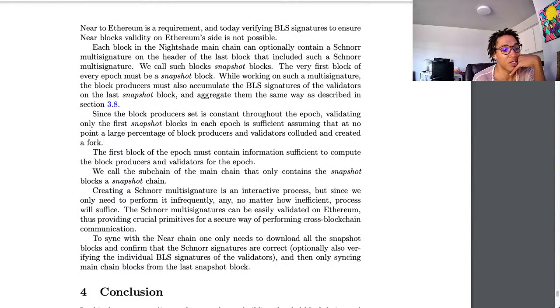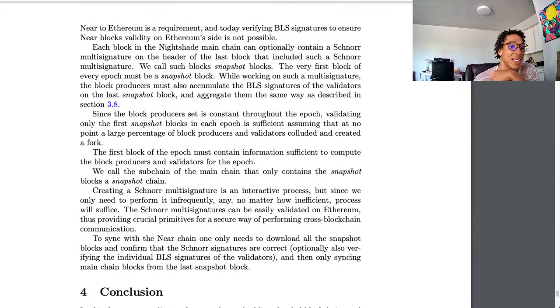Creating a Schnorr multi-signature is an interactive process, but since we only need to perform it infrequently, no matter how inefficient, the process will suffice. So, it's only every few days. So even if you have to go to your computer every few days and do it manually, or whatever, it's still not something that should be that large of a deal if you're a professional block producer making a lot of money on this system.